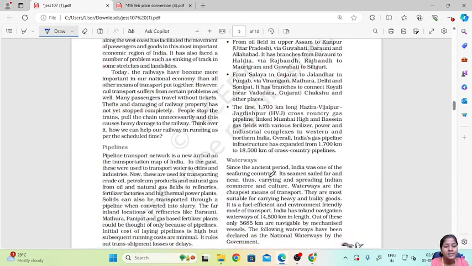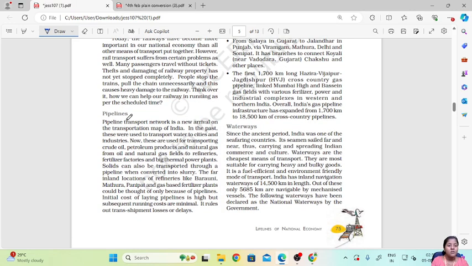Next we'll start with pipelines. The pipeline transport network is a new arrival on the transportation map of India. In the past these were used to transport water to cities and industries. Now they are used for transporting crude oil, petroleum, natural oil and natural gas from fields to refineries, fertilizer plants and big thermal power plants. Solids can also be transported through a pipeline when converted into slurry.